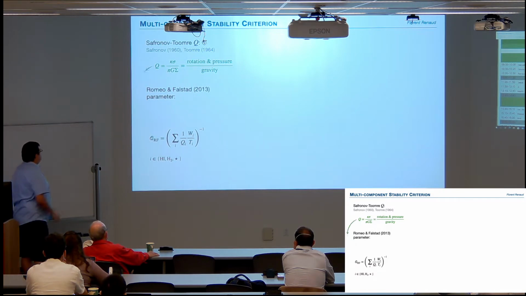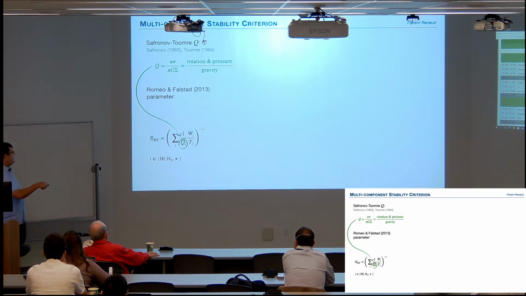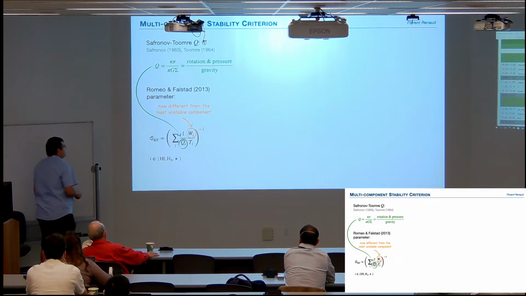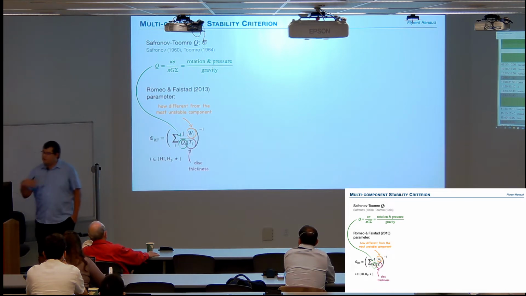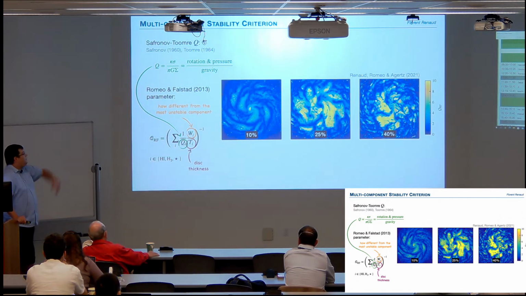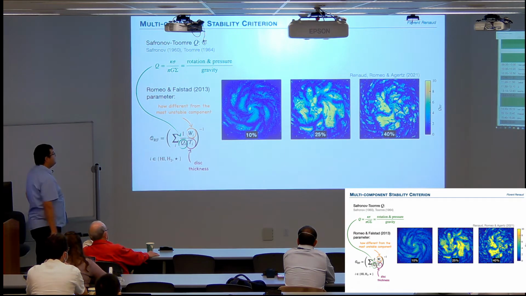So I will take 2 Toomre parameters, I will put that in this geometric mean, and I will sum up on 3 components, H1, H2, and stars. And following Romeo-Falstad, I will have this weight factor. So W tells you how different you are from the most unstable component, and T accounts for the disk thickness, so correction factors. And using that, I can actually map instabilities in my 3 galaxies at 10%, 25%, 40%.